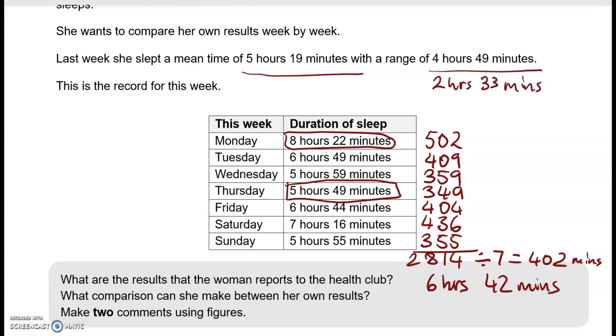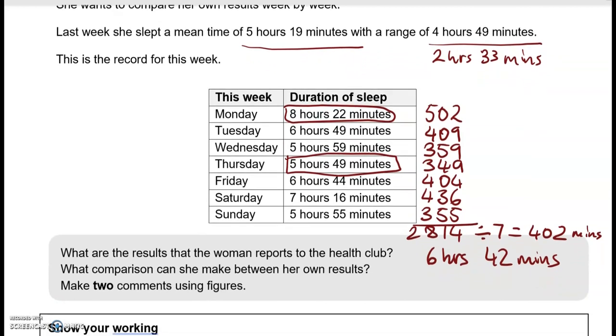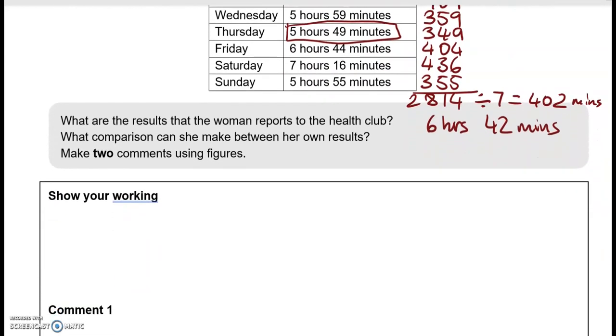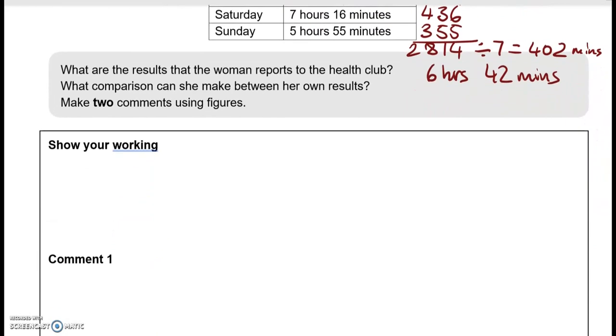So we've seen that the mean was actually higher for this week. So that suggests that she slept for more hours. And the range was actually smaller, which means there is more consistency in the number of hours slept. So we'll write 2 comments.